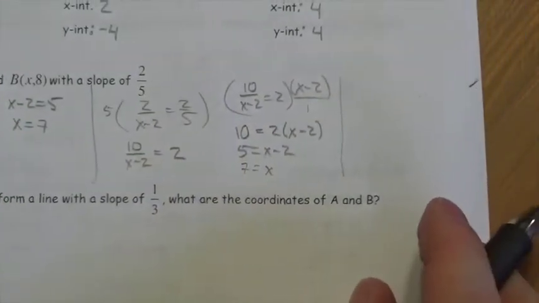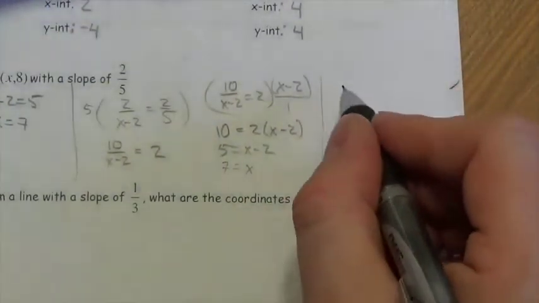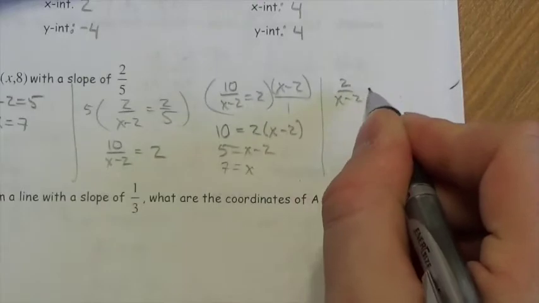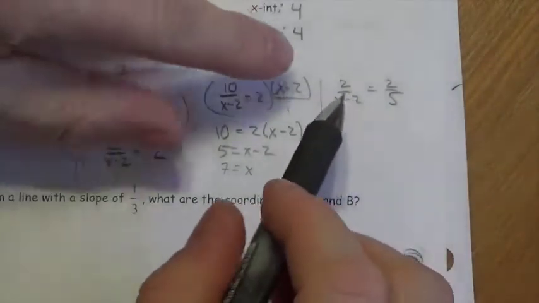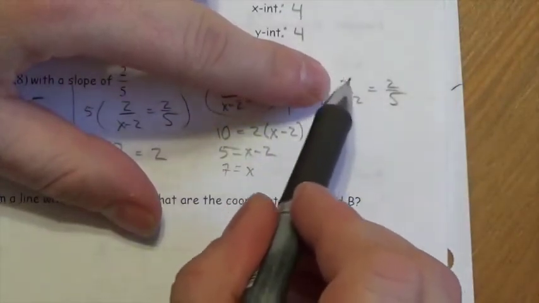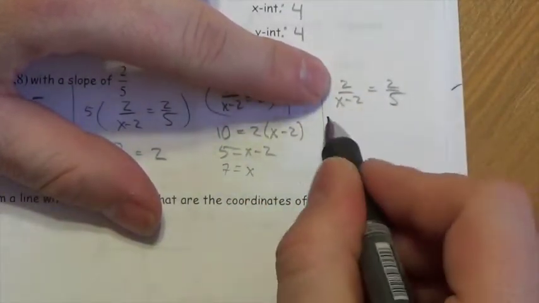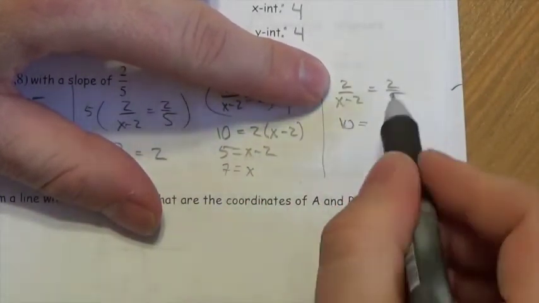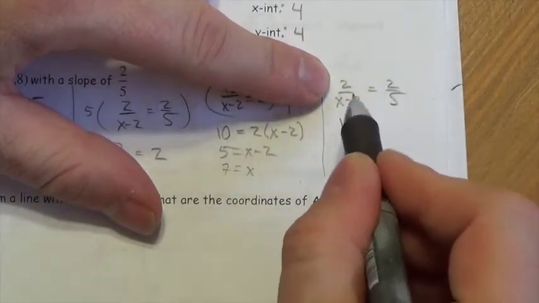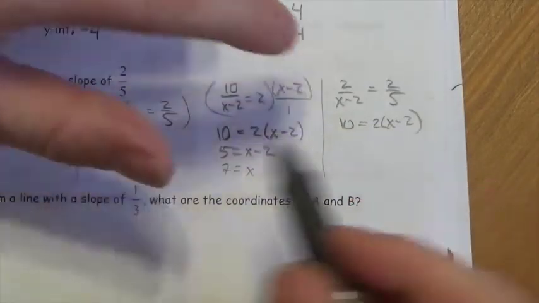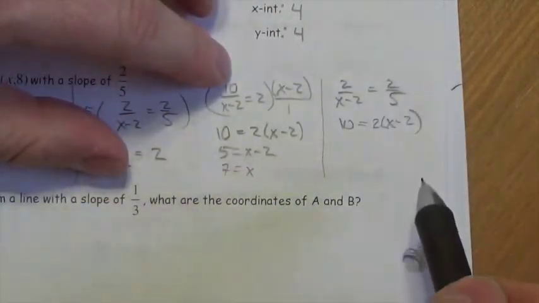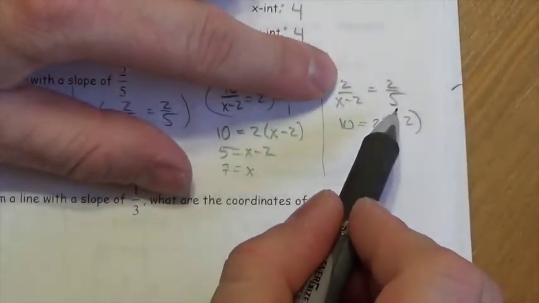Or, if you want another way to think about this, when you have 2 over x minus 2 is equal to 2 over 5, there's an algebraic rule that allows us to do this. If you multiply this numerator by this denominator, the result is the same as multiplying this numerator by this denominator. Some teachers call that cross-multiplying, but yeah, that maintains equality.